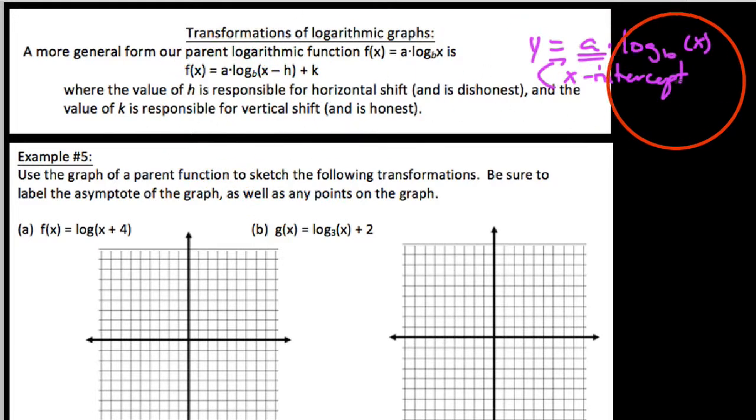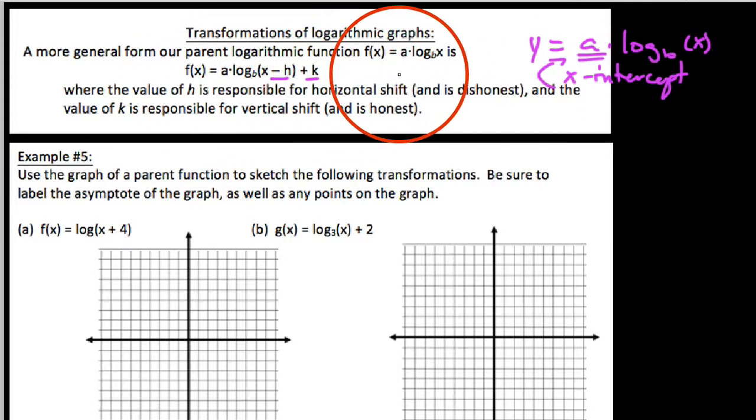So we say h and k are responsible for vertical and horizontal shift when we put those in there, but the parent function is lacking in h and k. So we would want to be able to get really good at graphing the parent function. So let's look at this first here, and we say f of x equals log of x plus 4. What we want to do is sketch this as well as the transformations, and be sure to label the asymptote as well as any points and domain and range.